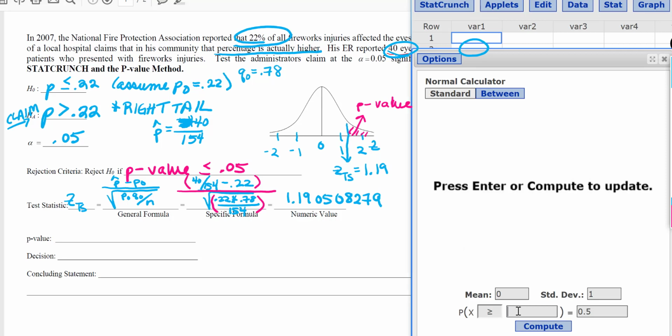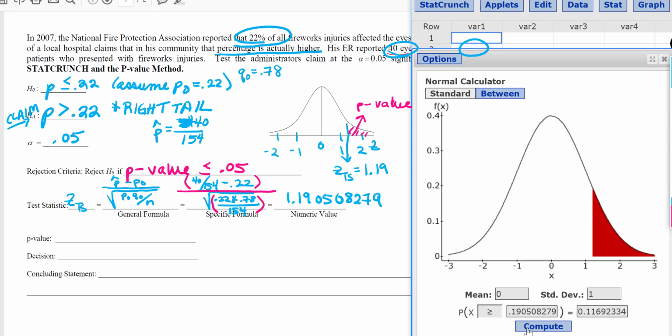Our test statistic is going to be 1.19058, and we can hit compute, and that gives us our probability value 0.1169. So it ties back into our previous chapter over normal distribution. We can also use StatCrunch in a different way. We can use StatCrunch because this is a z distribution, and remember, we do not know the population standard deviation.